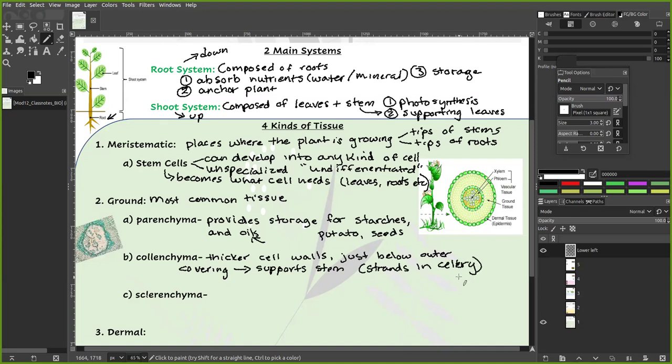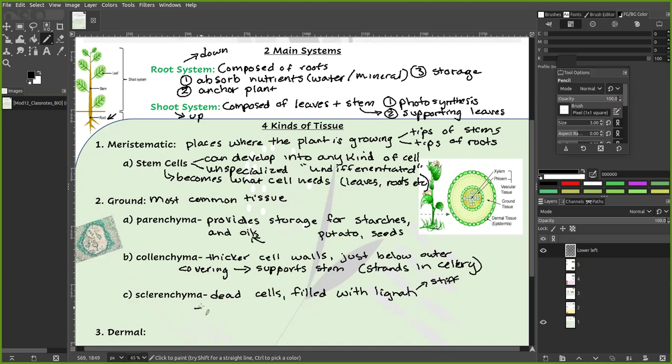That's an example of collenchyma. Now the next one is sclerenchyma. And this one is dead cells. They're filled with lignin, and lignin is a chemical that makes something very strong, very stiff.